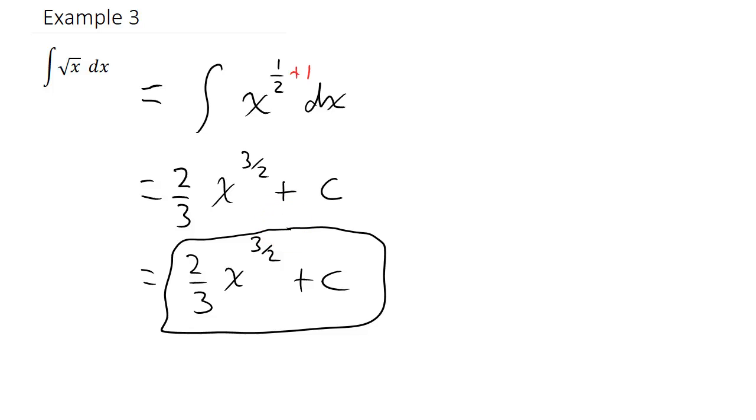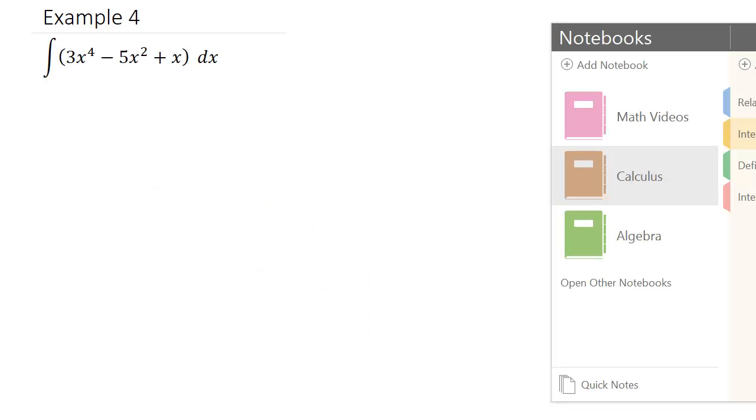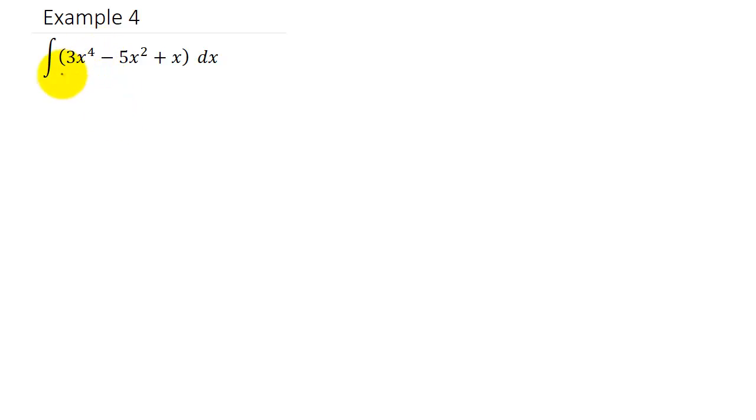Okay. Let's take a look at another one. Alright, so here I have several terms. I've got 3x to the 4th minus 5x squared plus x, and I'm integrating this with respect to x.